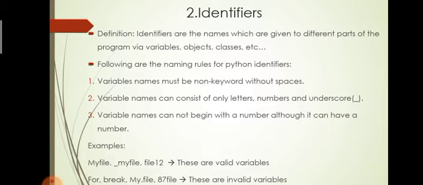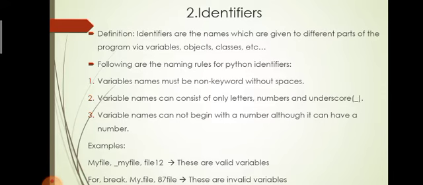Following are the naming rules for Python identifiers. First, variables must be non-keyword and without spaces. Whenever you define a variable, it should not be a keyword, and it should be without spaces. Second, variable names can consist of only letters, numbers and underscore. Whenever you define a variable, it can consist of only letters, numbers and underscore, not anything other than these three.